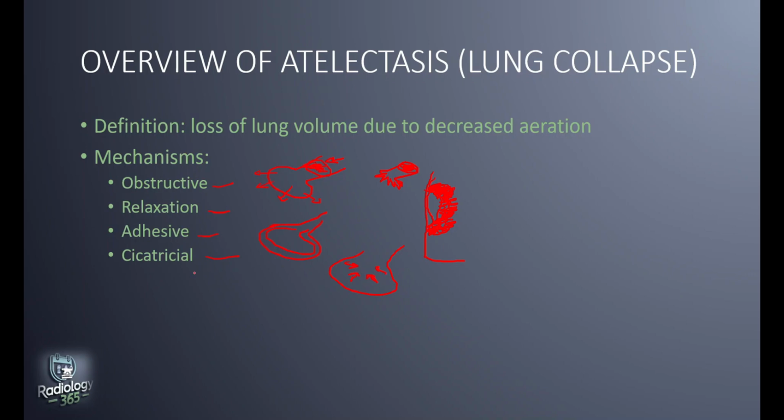Right. And the last one, cicatricial atelectasis, is volume loss from architectural distortion of lung parenchyma by fibrosis. There is reduction in the elasticity and compliance of the lung, and all that scar tissue within the lung just causes it to collapse. So that is for cicatricial atelectasis.